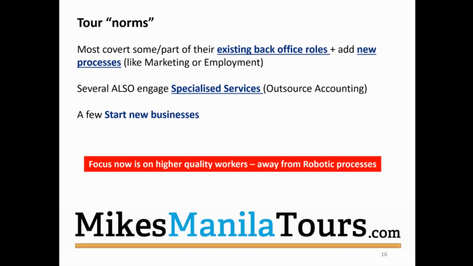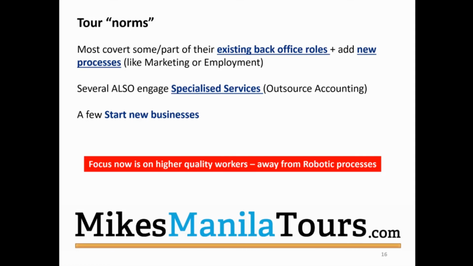Several also engage those specialised services, like I mentioned, the accounting before. They visit them, they see them, they understand it, and they decide they're going to use that as well. They still keep their accountant in Australia, by the way, but they reduce their bill right down to tax advice only. And a few of us will start new businesses as a result of what you're going to see on my tour.